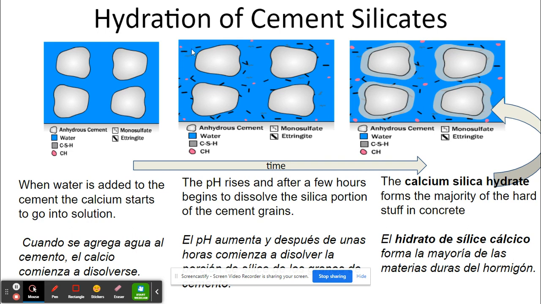That's what these little black and pink dots are. If the pH level is rising, things are starting to dissolve within that water. As that happens, your calcium silica hydrate starts to harden, and that is this lighter color around our original cement. When that starts to form, it will get bigger and bigger and start to clump together.